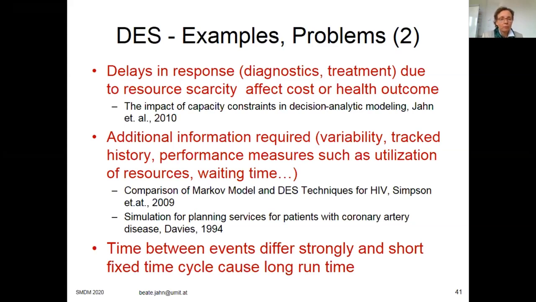If there is additional information that you would like to have as your outcome parameters, such as the variability: in a state transition cohort model or Markov model, we only get the mean estimates of our outcomes. So this is different in an individual level simulation such as discrete event simulation. Because it is an individual level simulation, we can also track the history of these individuals. And in addition to health and economic outcomes, we can also evaluate performance measures of the system, such as utilization of resources and waiting times.